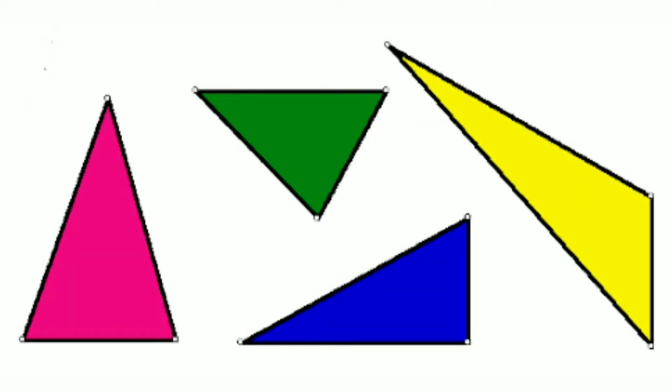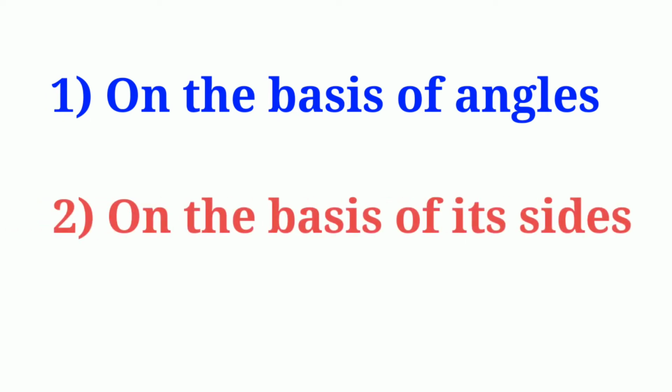And today's topic is classification of triangles. Look at some triangles. We can classify the triangles in two ways. The first method is classification based on angles. Second one, the classification based on the sides of triangle. So, let us start with the first type: on the basis of angles, how we classify the triangles.